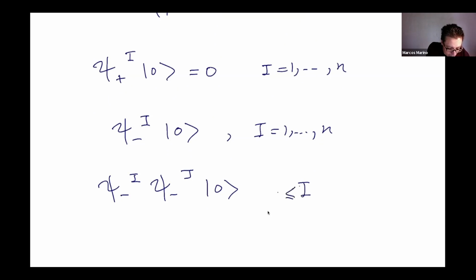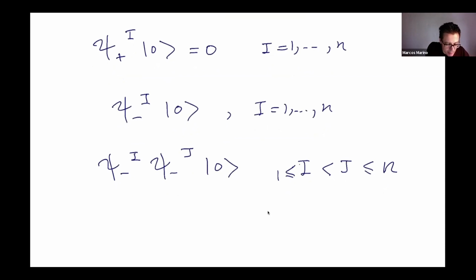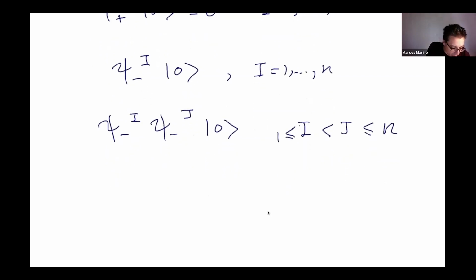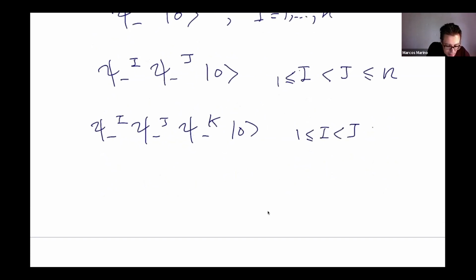which corresponds to 1 less than or equal to i, strictly less than j, less than or equal to n. Because we can order the indices here: if you exchange the indices, you just get a minus sign, with the same state. And then you can go on and act with three fermionic operators, where now you have 1 less than or equal to i, strictly less than j, strictly less than k, less than or equal to n, and so on. And the last state that you can form is with n fermionic operators, and this is the state xi minus 1, and so on, up to xi minus n, acting on 0, okay?